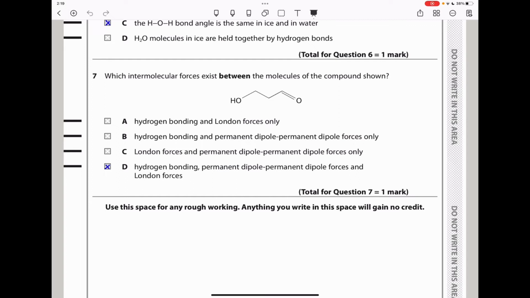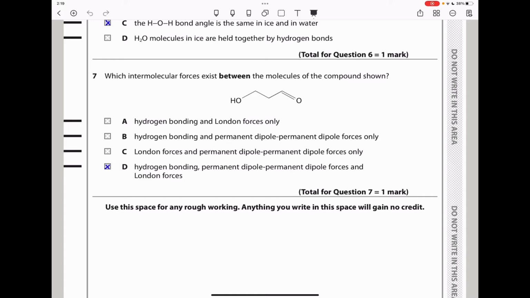Question 7 says, which intermolecular forces exist between the molecules of the compound shown? Now we can see here, we're going to have a lone pair there, and of course here we're going to have 2 lone pairs, and here 2 lone pairs on that. So we have permanent dipoles because there is a carbon-oxygen bond and an oxygen-hydrogen bond. We are also going to have London forces, and since we have OH, we can have intermolecular hydrogen bonds. So here the answer ends up being D.